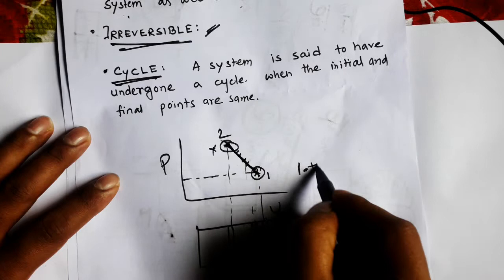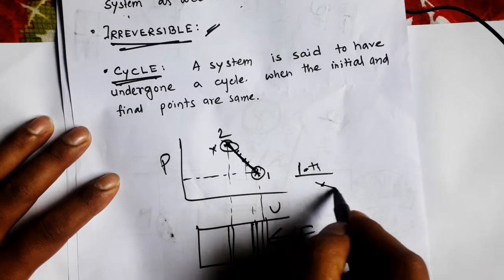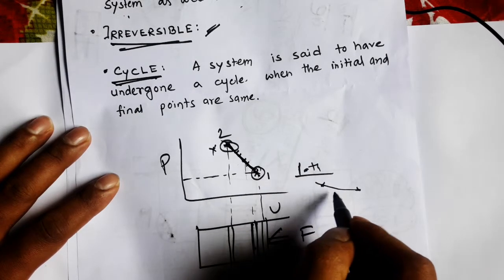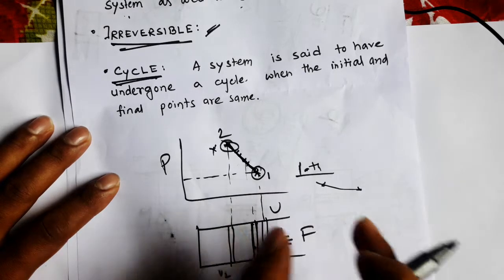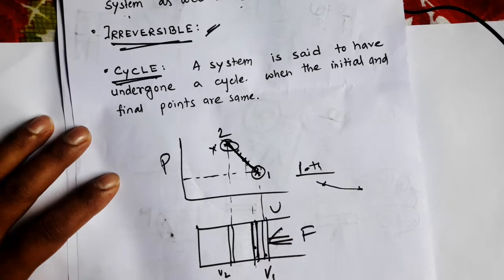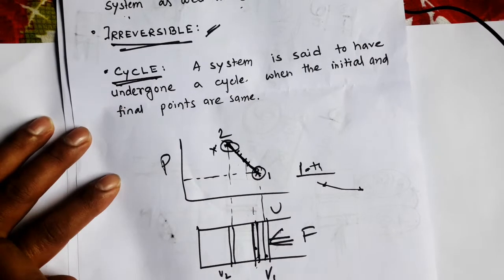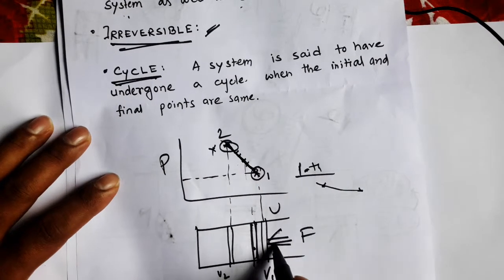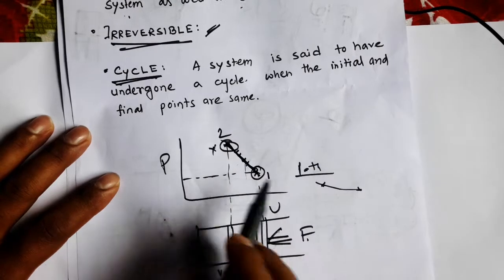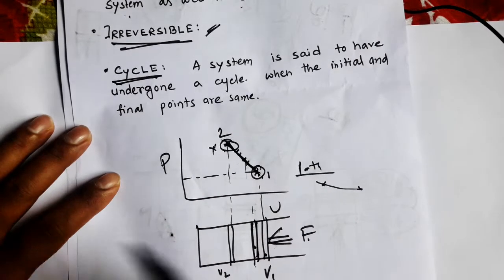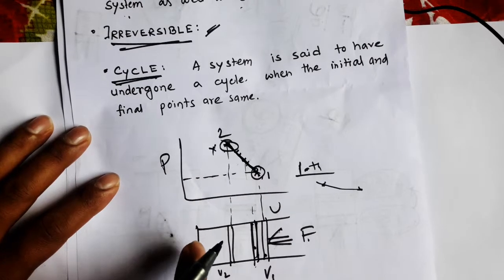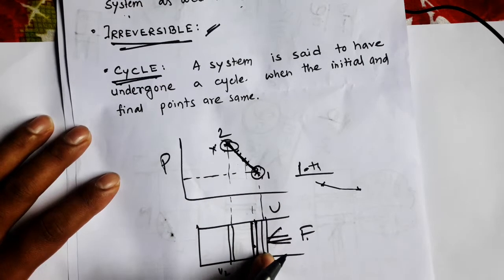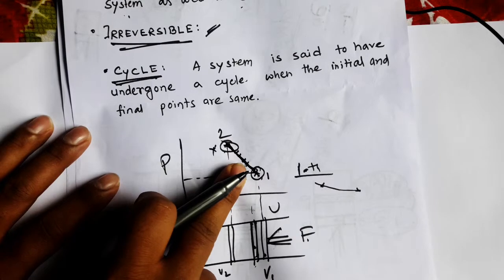So what is a path actually? If I connect all the states from initial to final position, then we get the path, and the change of state is called a process. Now what is a reversible process actually? After applying the pressure, the piston moves from 1 to 2. Now after releasing the force, if the system comes back to its original position by following the same path, then it will be treated as a reversible process.